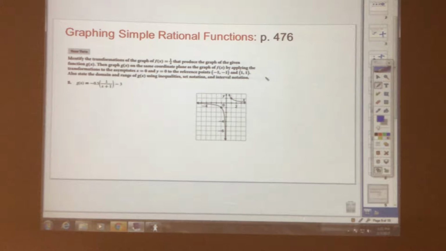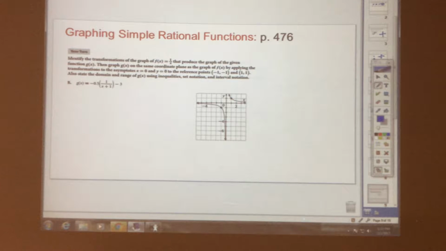Okay, on page 476, we're going to have to identify the transformation. We're going to have to produce a graph. We're going to have to graph it on the same coordinate plane. We're going to have to apply the transformations, find the asymptotes, use the reference points, and state the domain and range using inequalities, set notation, and interval notation. So there's going to be a lot of answers on one problem.